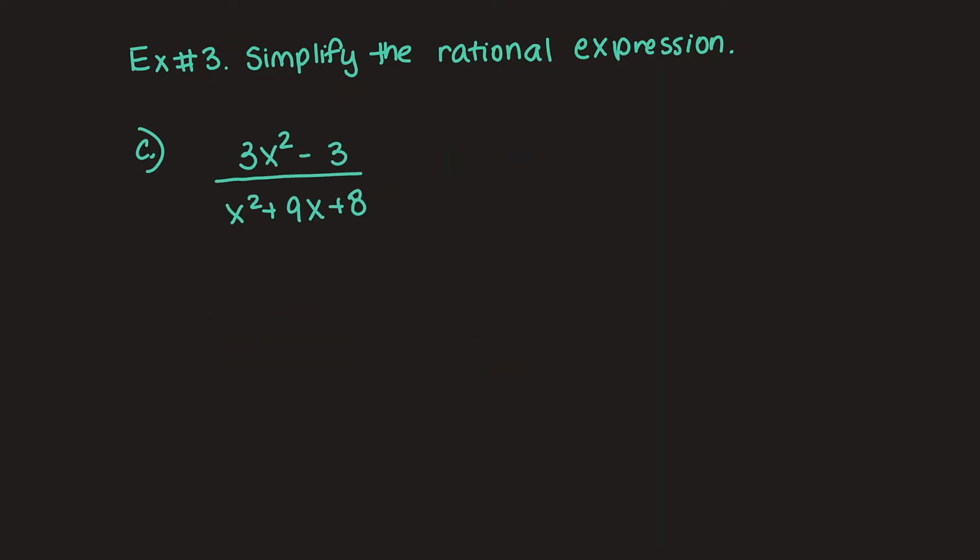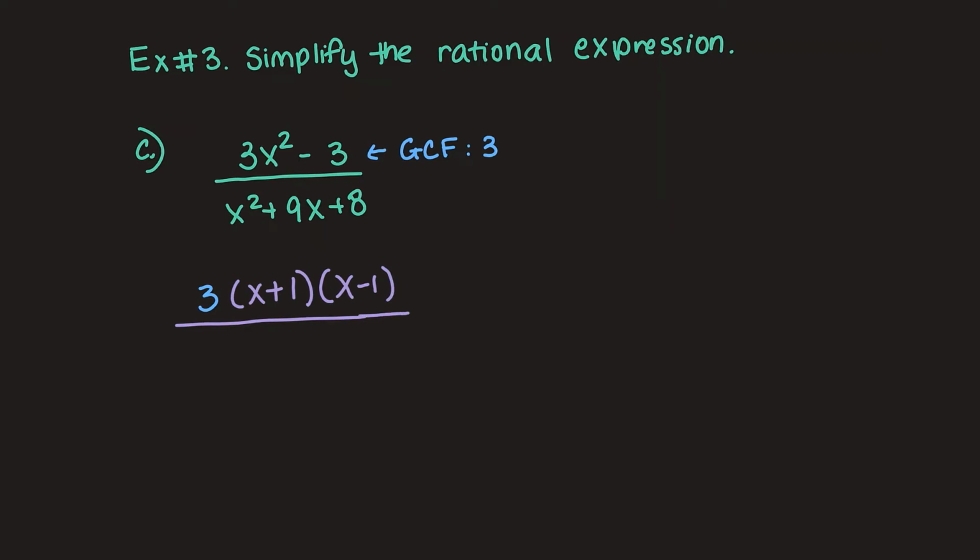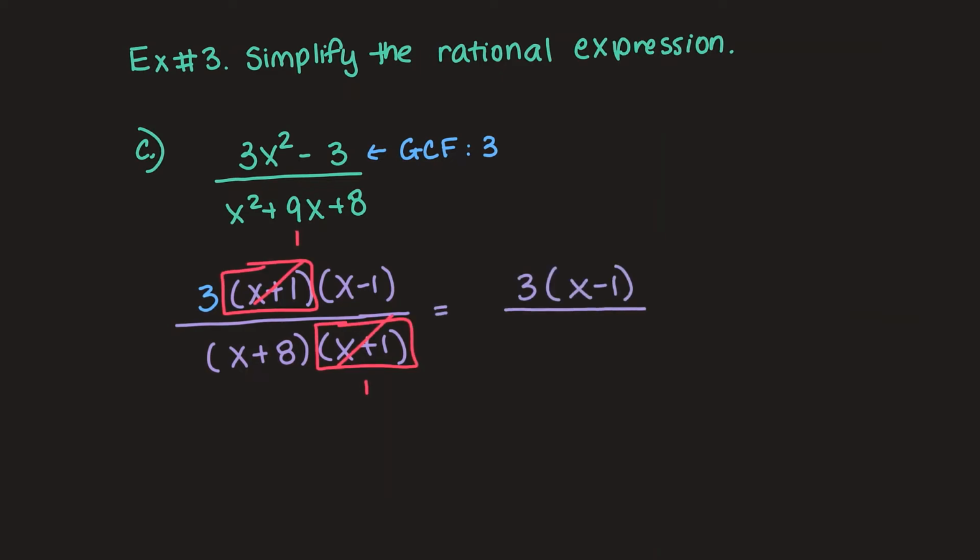To simplify this expression, again, we need to factor both the numerator and the denominator first. The numerator has a GCF of 3, so we can factor this out. We can actually still factor this, since this is a difference of 2 squares. So this factors to x plus 1 times x minus 1. And our denominator can factor to x plus 8 times x plus 1. Now that we have both our numerator and denominator completely factored, we check to see if there are any common factors that we can divide out. We can divide out the common factor of x plus 1. Therefore, this expression simplifies to 3 times x plus 1 over x plus 8.